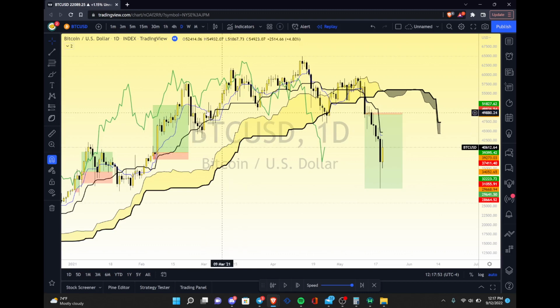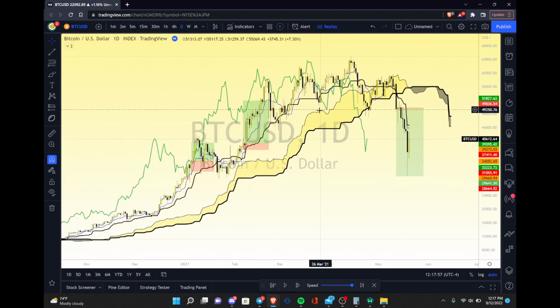Just be wary. It doesn't always work, and you do have to keep structure in mind. If you're seeing the end of a trend, but you see a bullish TK cross, or bearish, depending on where the trend is, you want to be wary. It may not work out. Okay, and I think that's it for now.